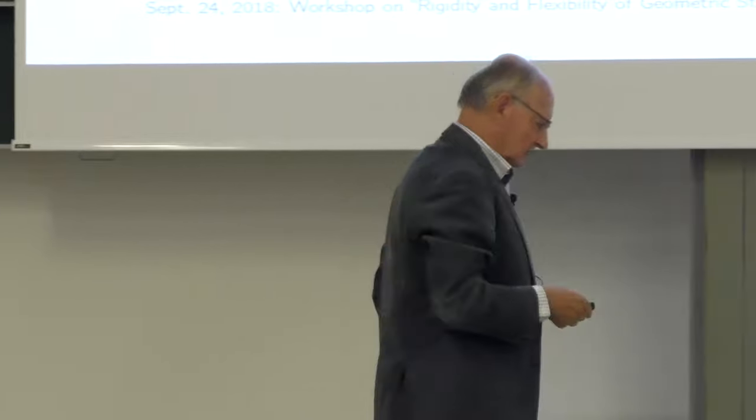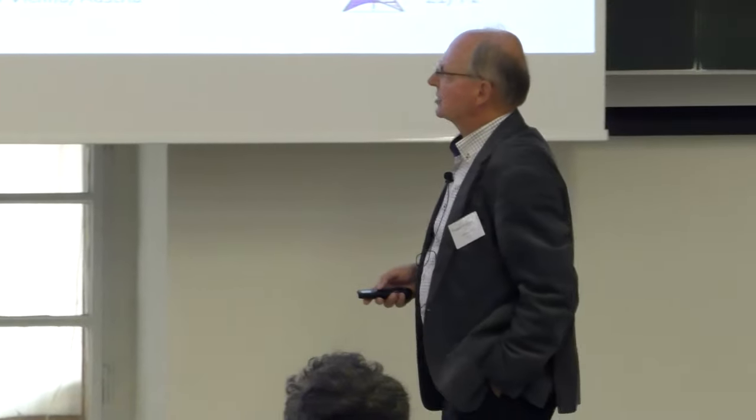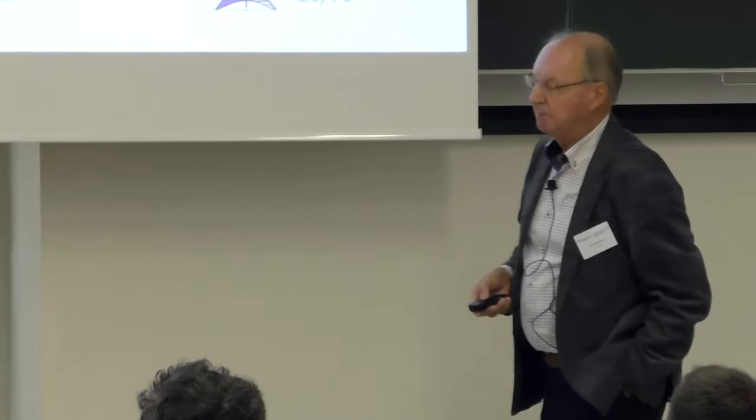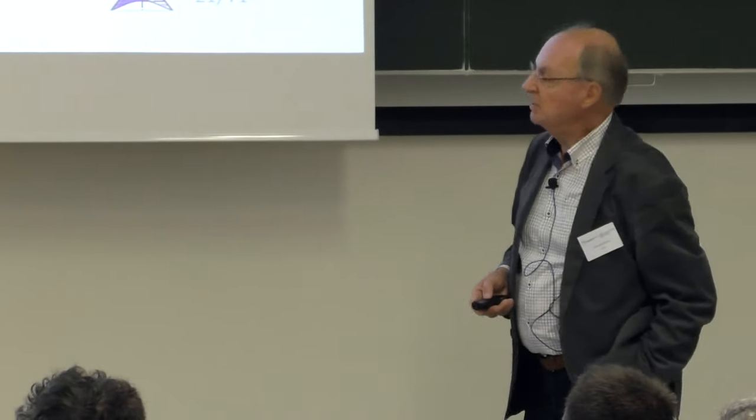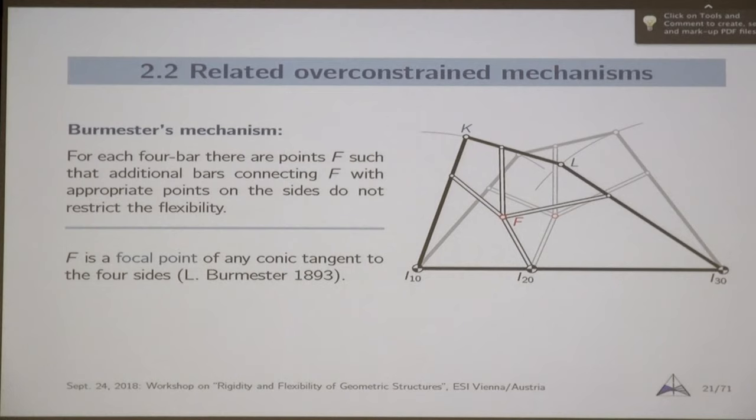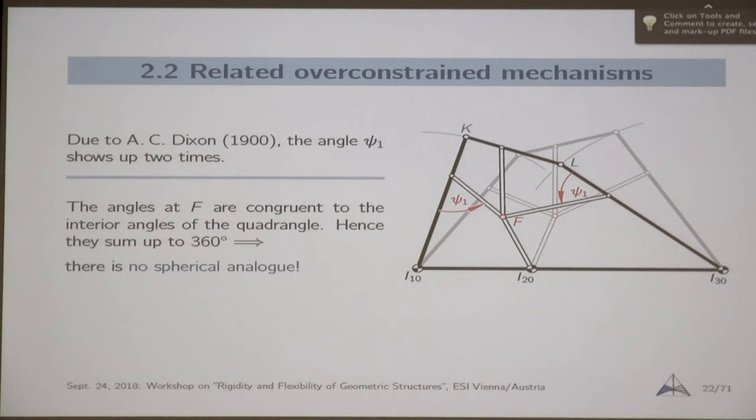Another interesting continuously flexible structure combined with a four bar is the so-called Burmester mechanism. We have a moving four bar, and it turns out that there are points which can be connected with special points on the sides. The sides remain straight, and the mechanism is still flexible. It turns out, this is something that Dixon figured out, that the same angle shows up here and here.